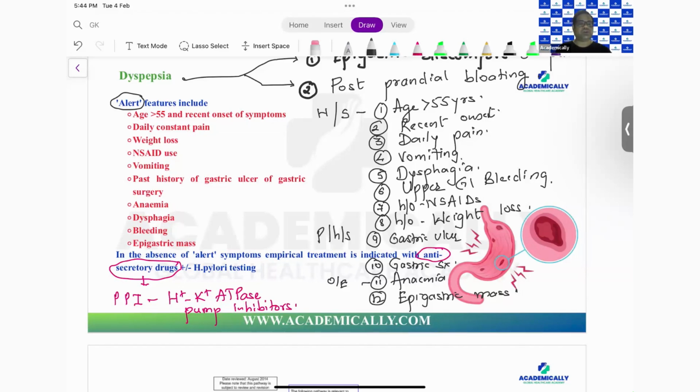Also, depending upon the likelihood of this person having H. pylori, you can even do H. pylori testing. Okay, so we will see the algorithm later on, but you must remember that the moment a person comes with dyspepsia, first thing is alert symptoms. If alert symptoms are there, you follow a different algorithm. You'll have to look out for gallbladder, pancreas, and liver, and you may even have to do an upper GI endoscopy if there are alert symptoms.